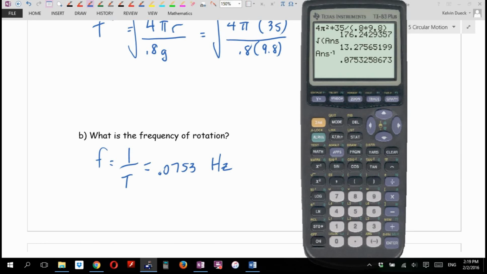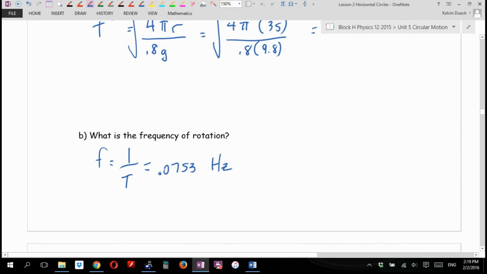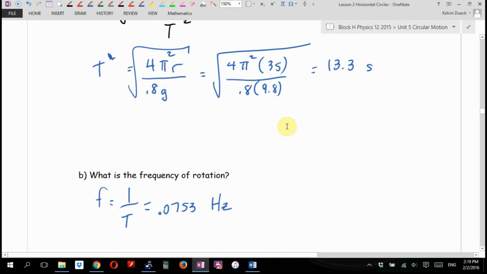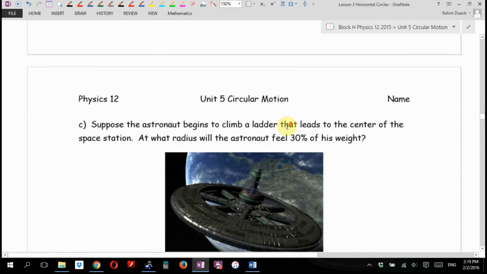Yes? Time, seconds. Period is how many seconds to go around once. It will take 13.3 seconds to go around once. That's what the period is. I could also find how fast the space station is spinning. Didn't bother. Or maybe I did on the next page. Oh, here we go.